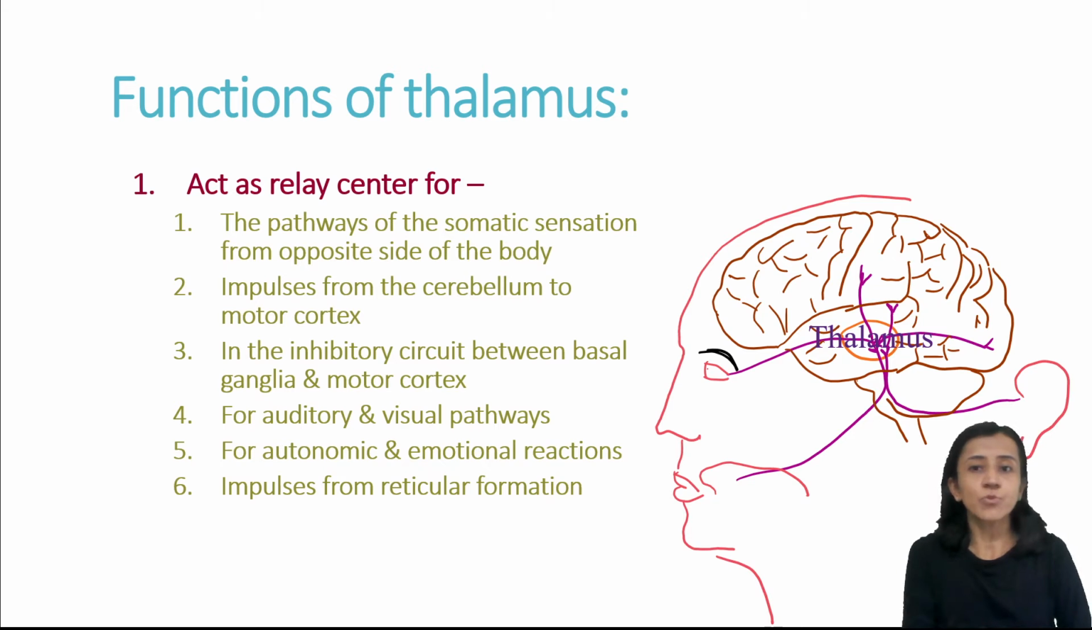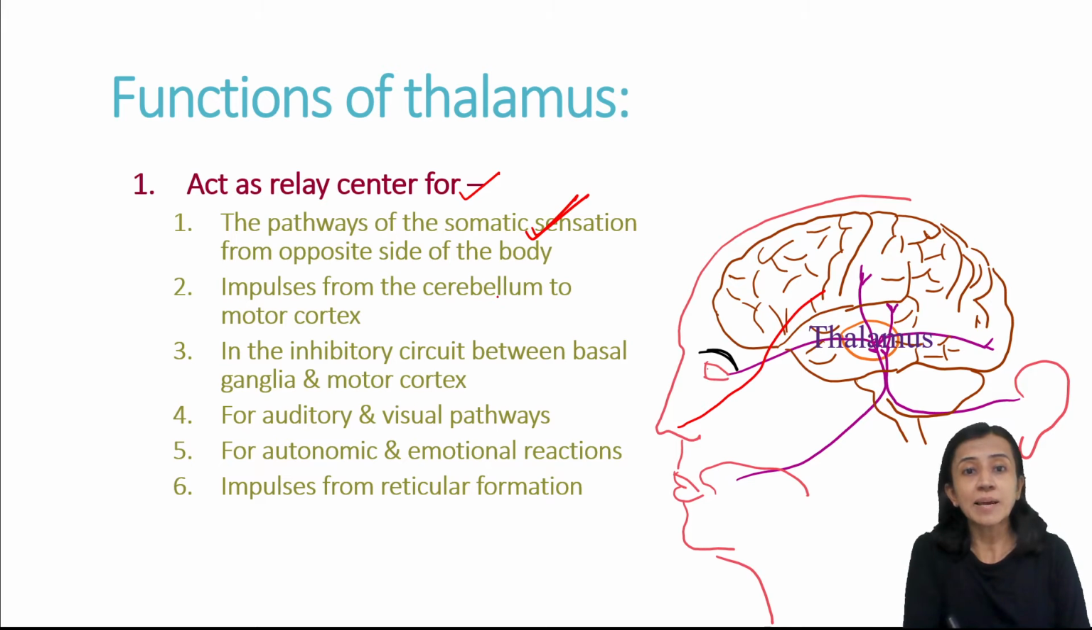So first and foremost, thalamus acts as a relay center. Everything will relay in thalamus and only then go to the cerebral cortex, except smell sensation. Only smell sensation goes directly to the cortex. It has no relay in the thalamus. Okay. So it is a relay center for the pathway of somatic sensation, all the somatic sensation, but from the opposite side of the body, as we all know that all the tracts cross.